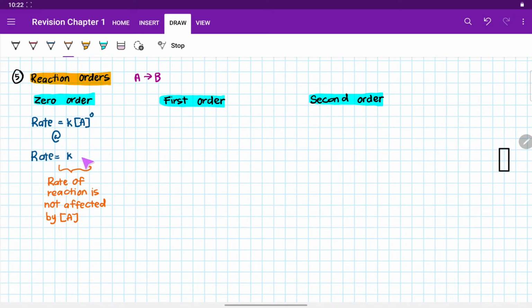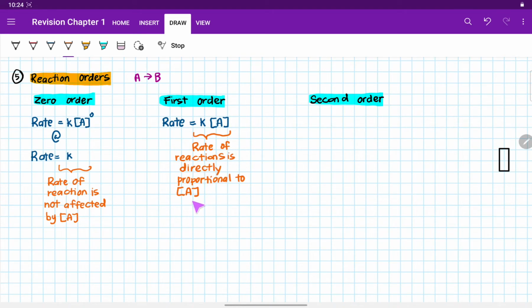So again, if I triple the concentration of A, what happens to the rate? The rate of reaction will remain constant. Okay, so yang tu kalau kita ada zero order. Okay, kemudian kita tengok pula untuk first order reaction. So, this is the rate law for first order reaction. Rate equals to K times concentration of A, so to the power of 1 dekat sini. So, apa yang kita akan dapat dekat sini adalah rate of reaction is directly proportional to the concentration of A.